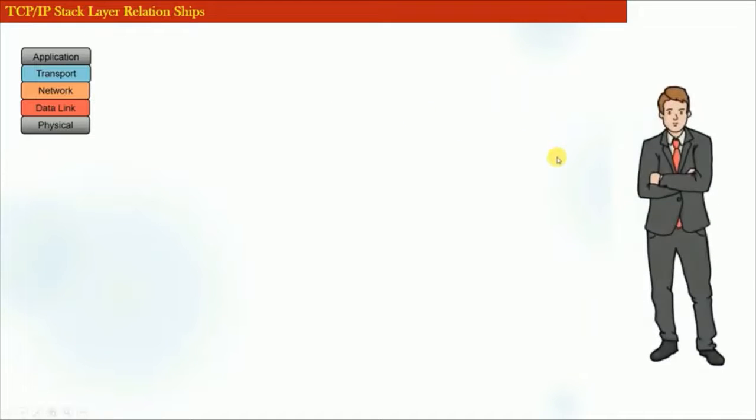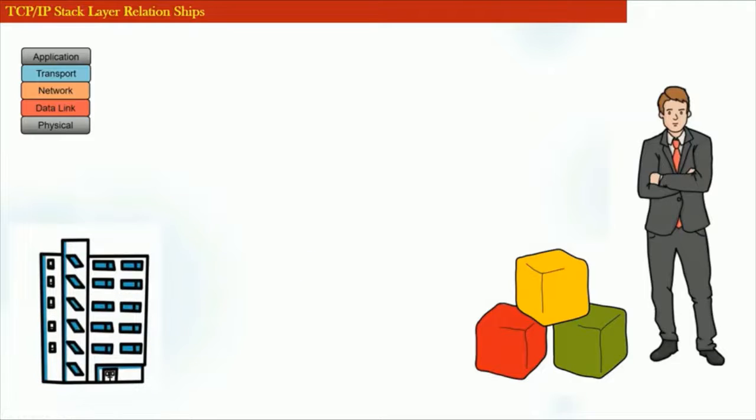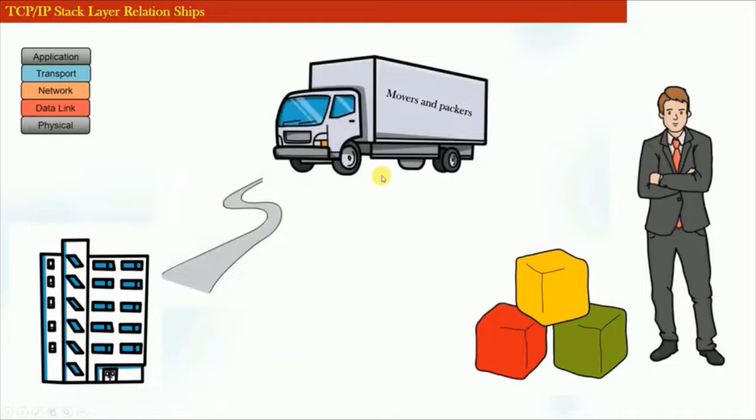So let us try to understand the relationship between different layers of the TCP/IP stack with the help of a real-world analogy. Suppose we have this gentleman, and he has packed his luggage because he has decided to move from his current residence to a new residence a few miles away. For the transportation of his luggage, he has hired a courier company called Movers and Packers. Let us try to map various elements of this situation to the TCP/IP stack. This gentleman who is looking to be transported to his new residence is an application, and his luggage is application data.